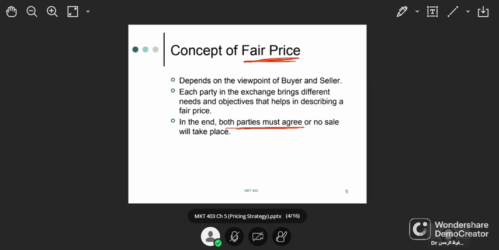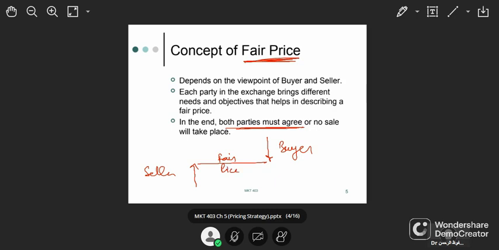So the situation is like that: the seller wants to have as high a price as possible. The buyer wants to have as low a price as possible. And the point where both of them agree is known as fair.